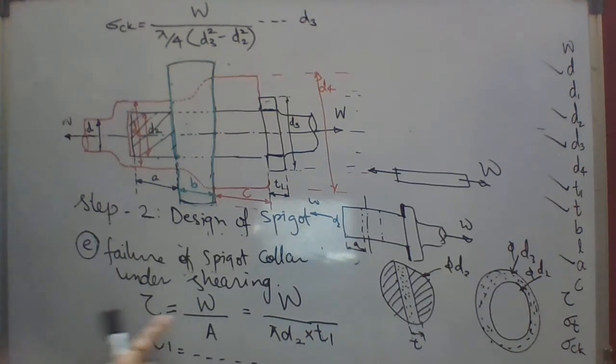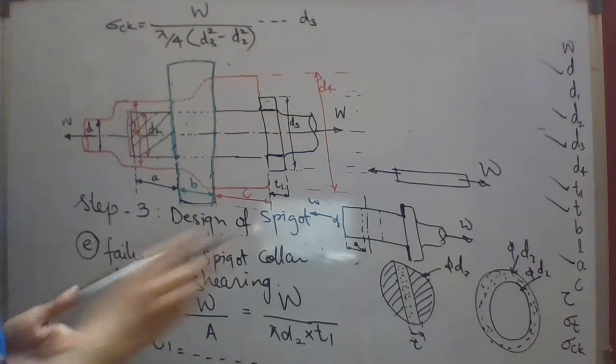ये जो equations बनती है इसी को equation of strength बोलते हैं. Strength की equations होती है ये. So we have covered all the possible failures under the spigot. Now we'll go to the next step, that is step number 3, design of socket.